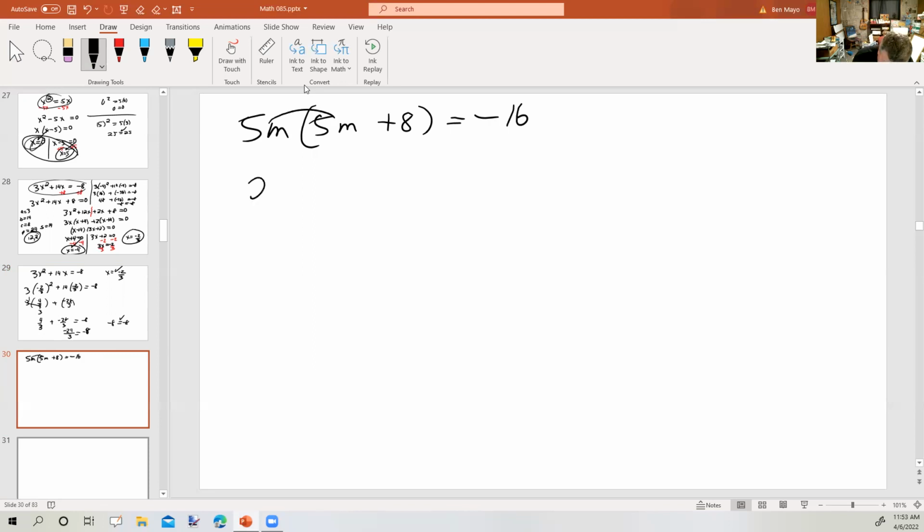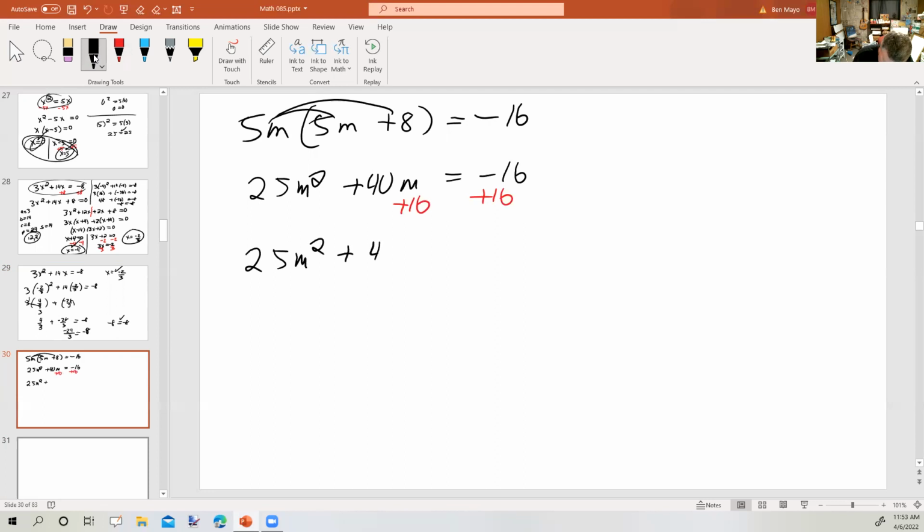So this is 25m squared plus 40m equals -16. I'm going to add 16 to both sides. 25m squared plus 40m plus 16 equals 0. Now I'm going to factor it, but it has to be set equal to 0 before you can do that and get anywhere with it.